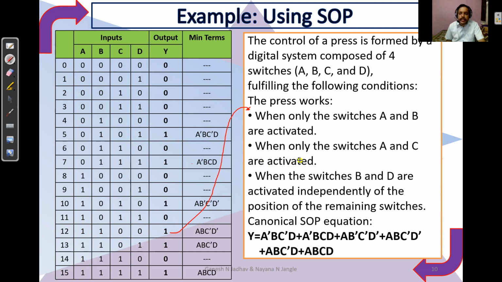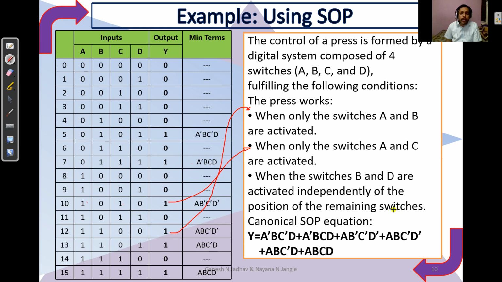Okay, next, the switch will be activated when A and C are activated. Here A and C must be 1 1. Such a combination is possible here only. A is 1, C is 1, and both the others are 0. So this output corresponds to the second condition. And when switches B and D are activated, independent of the position of the remaining switches.